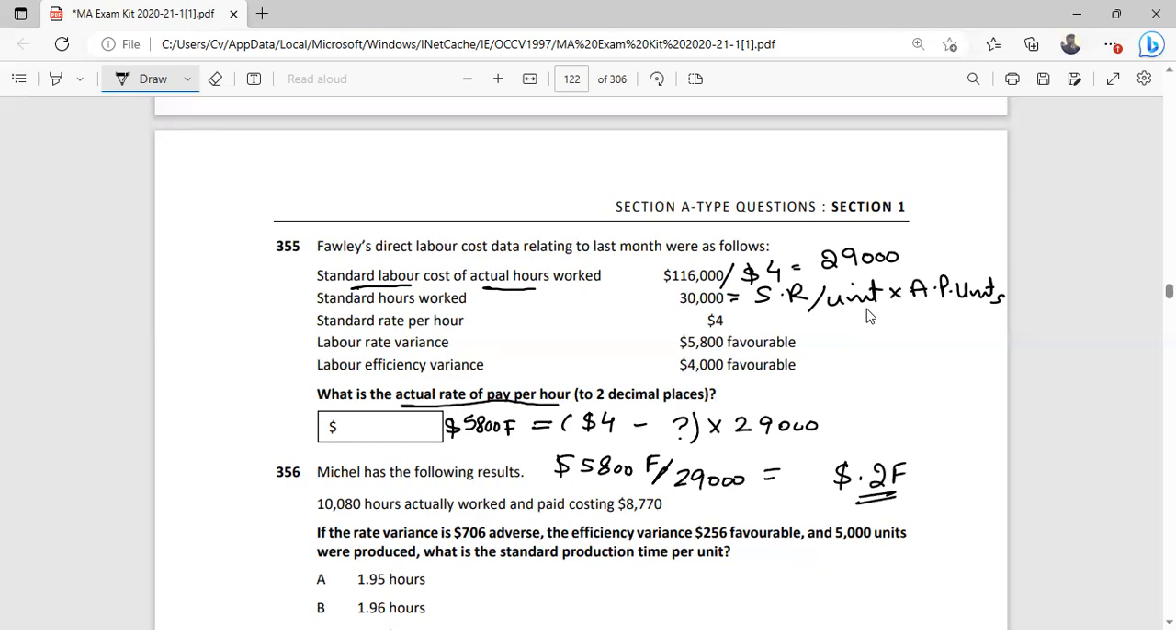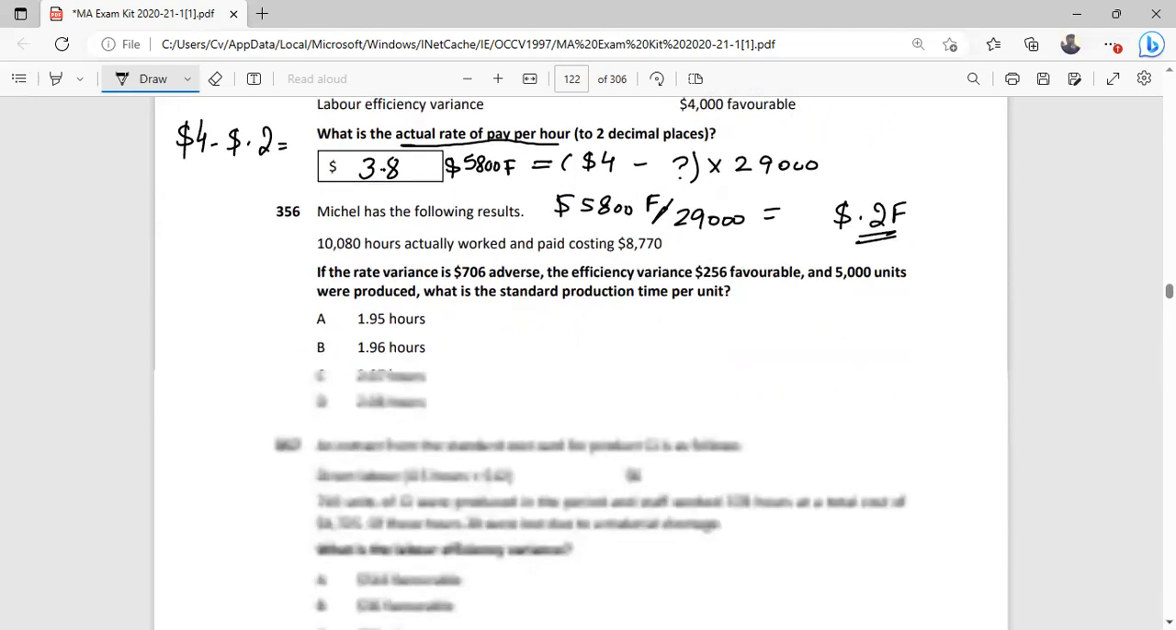$0.2 favorable means the actual rate is less than the standard rate, or the actual rate is lower by $0.2 in comparison with the standard or budgeted rate. So the actual rate is 4 minus 0.2, so 3.8 is the actual rate per hour. If it was adverse, then you would add, but here we have favorable, that's why we deducted. Any question?